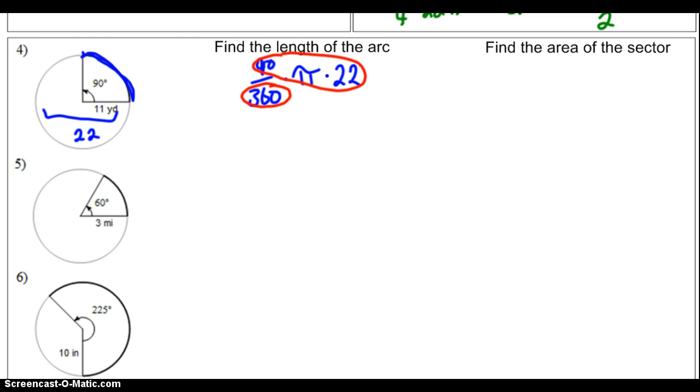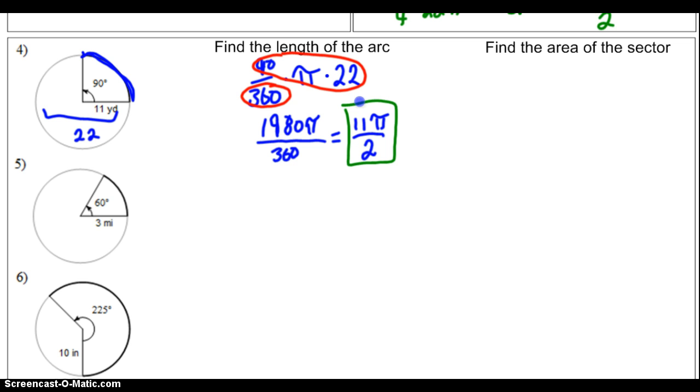So let's see, 90 times 22 gets me 1980. Right, we're not going to multiply by pi. We have to leave that for exact form. On the bottom, we've got 360. Okay, and then if we simplify that, we end up with 11 pi over 2. That's our answer, 11 pi over 2.